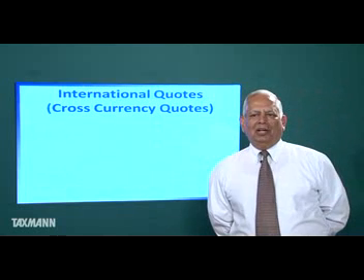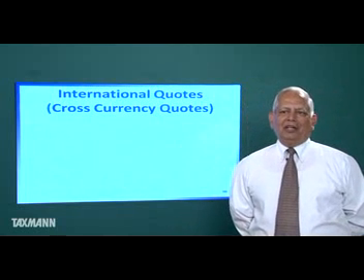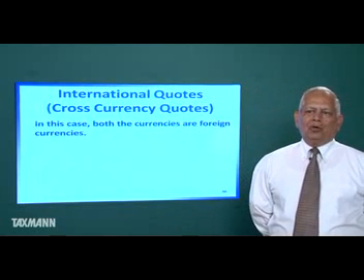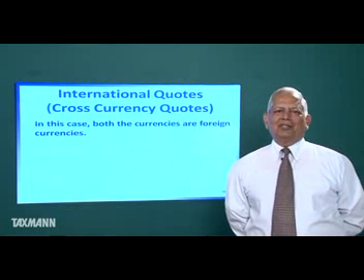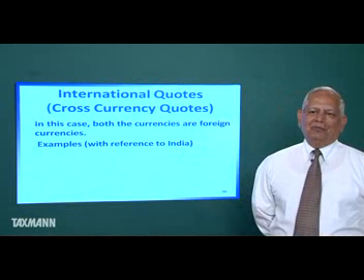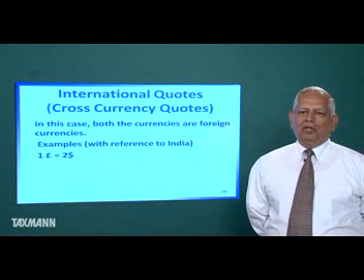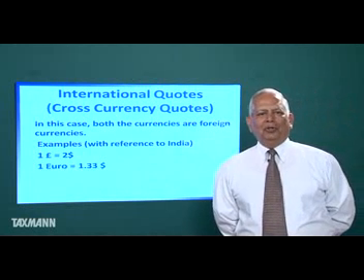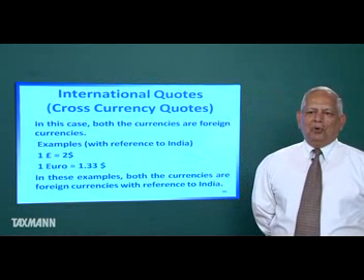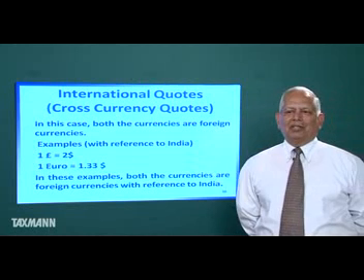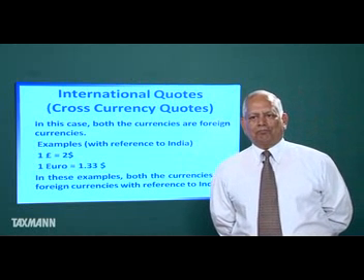We come to the third type of quotes, that is international quotes, also known as cross currency quotes. In this case, both the currencies are foreign currencies. For example, 1 pound is equal to $2. 1 euro is equal to $1.33. In these examples, both the currencies are foreign currencies with reference to India.